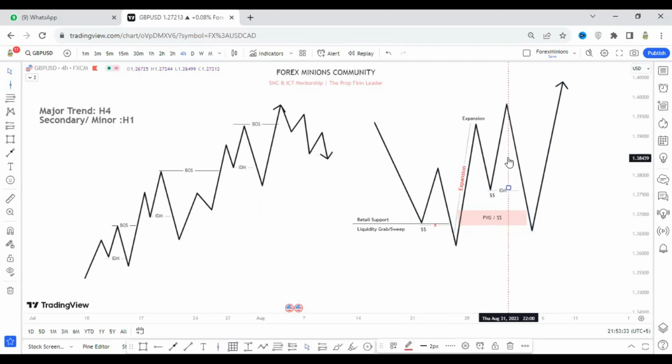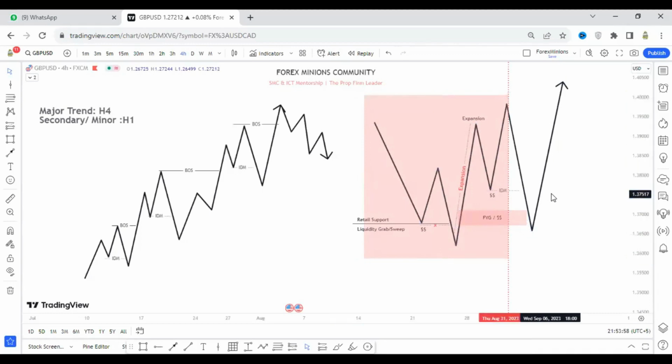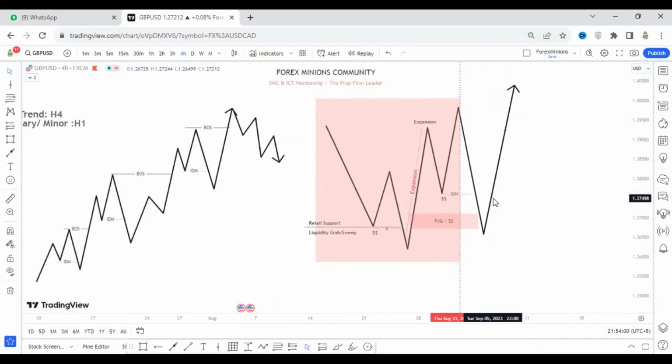Whenever we see the market in this zone, let me highlight it for you. Whenever you find this in the market, a retail spot, liquidity grab, expansion with fair value gap and an inducement level, then simply wait for the market to come back to your fair value gap and you can trade it. So this setup is a high probability setup.